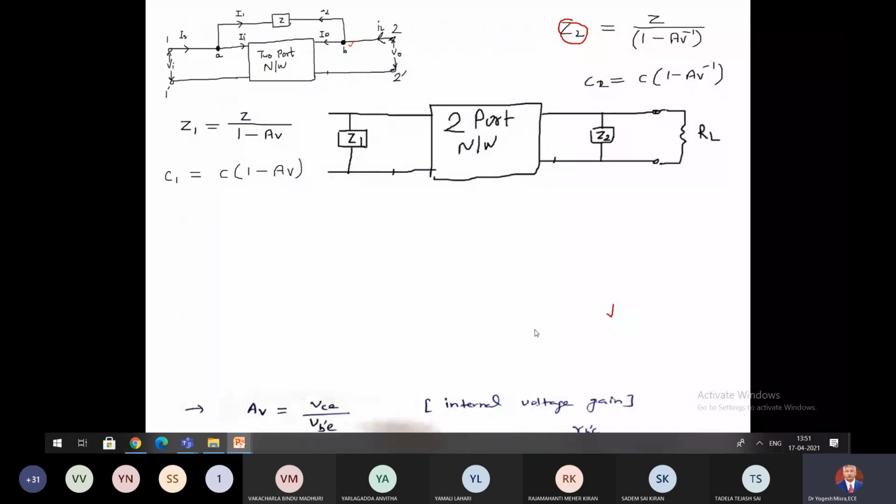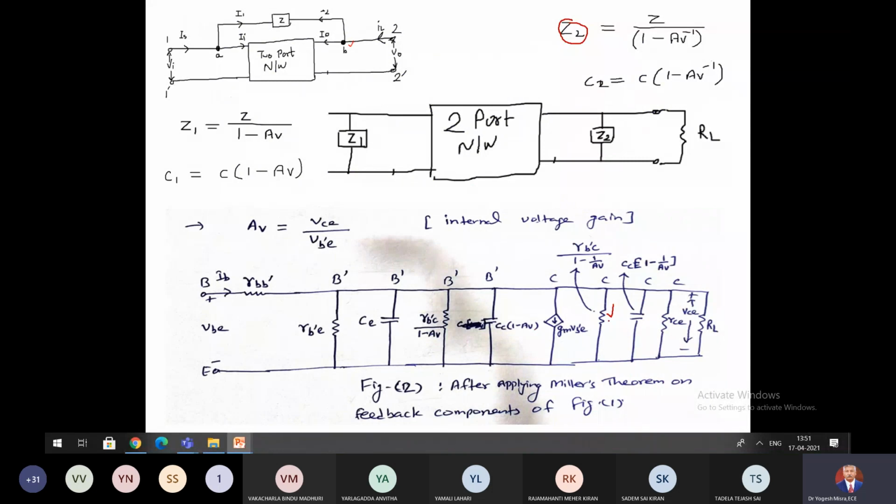Right. So here we have connected this resistance and its value will be with this formula. You write RB dash C divided by 1 minus 1 by AB. This is 1 by voltage gain. This is your AB inverse. In the formula I have written this AB inverse. So this can be written as 1 minus AB inverse also. And the feedback capacitance, its value will be CC multiplied by 1 minus AB inverse.